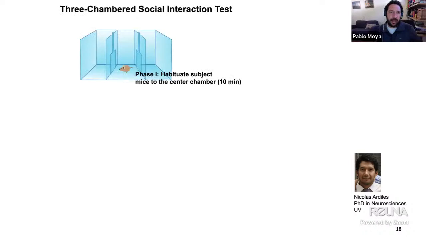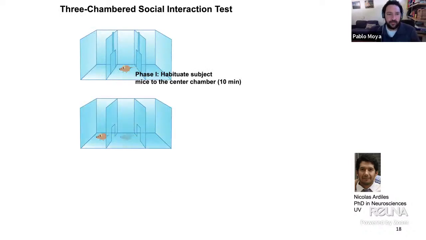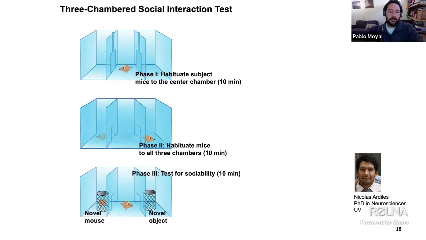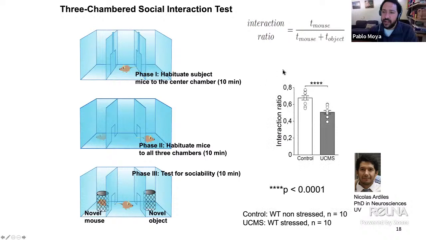We also analyzed the sociability using the 3-chamber social interaction. You evaluate the preference for a never-met-before animal compared to the empty cage, in mice that have been habituated previously to the box. And then you determine an interaction ratio, and this is sensitive to the unpredictable chronic mild stressors.